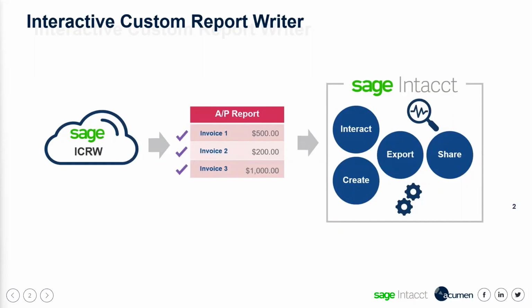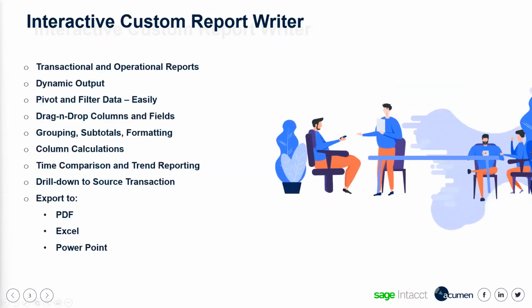So the Interactive Custom Report Writer is part of Sage Intacct, right? So it is a subscription that you can add. It can pull in transactional data, but what it allows you to do that's different from financials and different from the custom report writer is allow you to really interact with it, meaning tweak reports on the fly, export reports, share reports across the organization. And we'll take a look at how to do all of those things this afternoon.